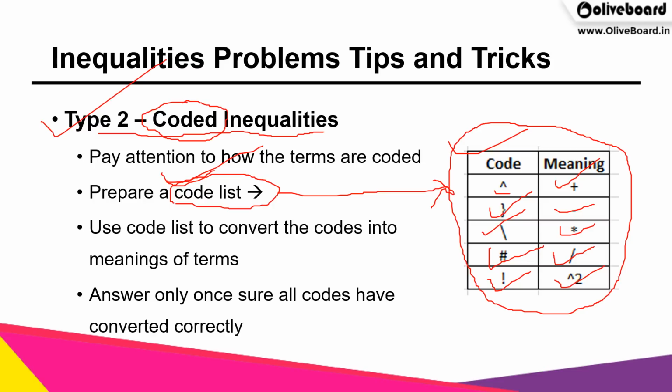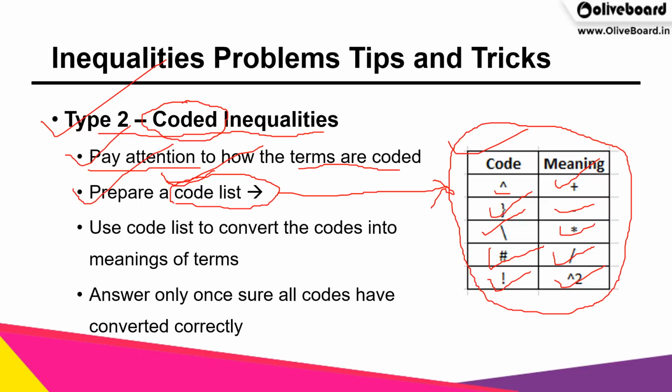Correct? And here when I say pay attention to how the terms are coded, this is exactly what I mean, that where you have a hash, it should mean that it is a division sign. If it is given in the question, you should not mistake it for multiplication or addition or subtraction or exponent, right? So you have to be very, very careful when you're drawing the code list. But once you have drawn the code list, at that point of time, you can definitely get the answer correctly. So there you go. Here you have it.